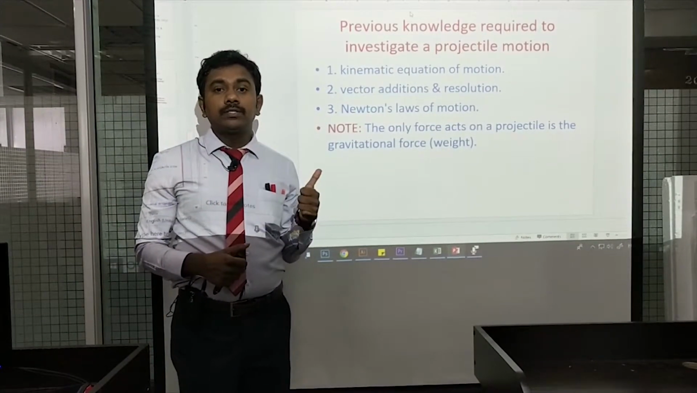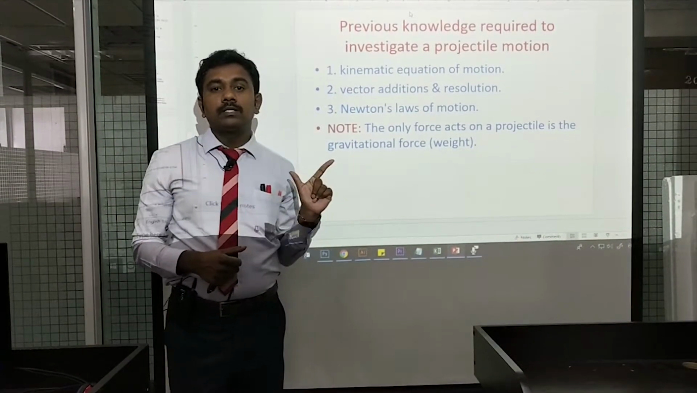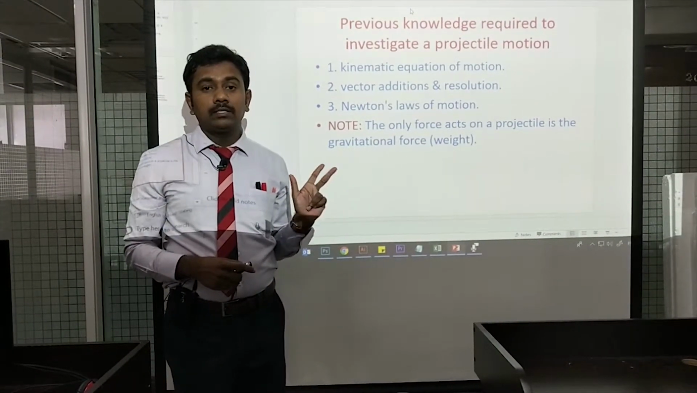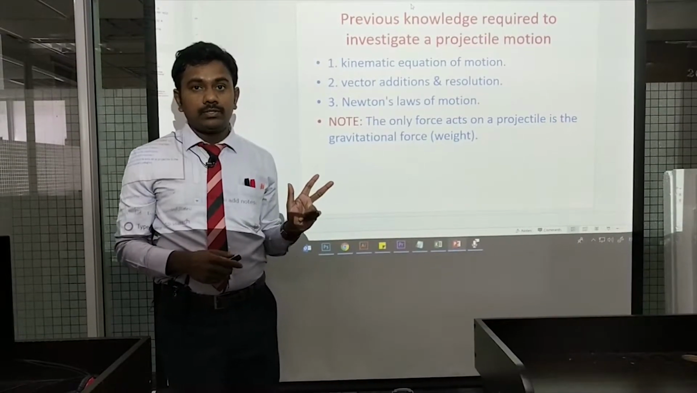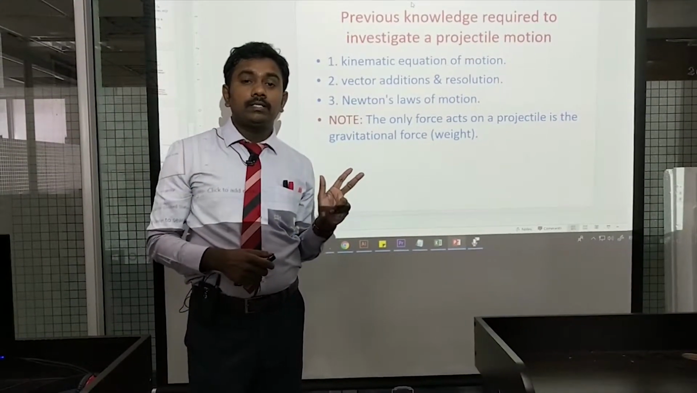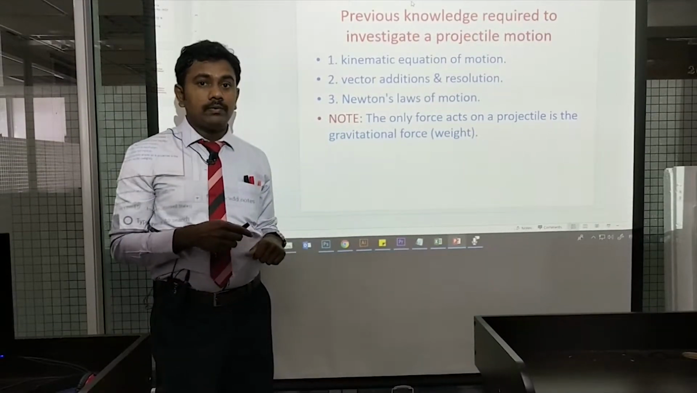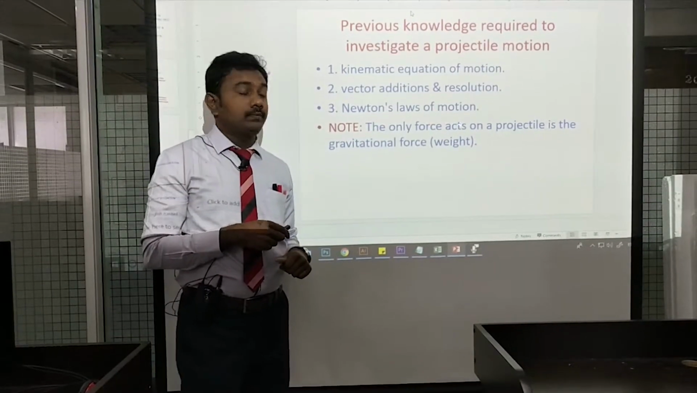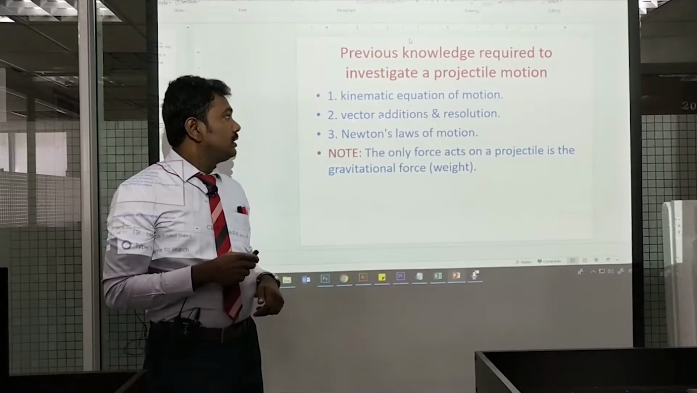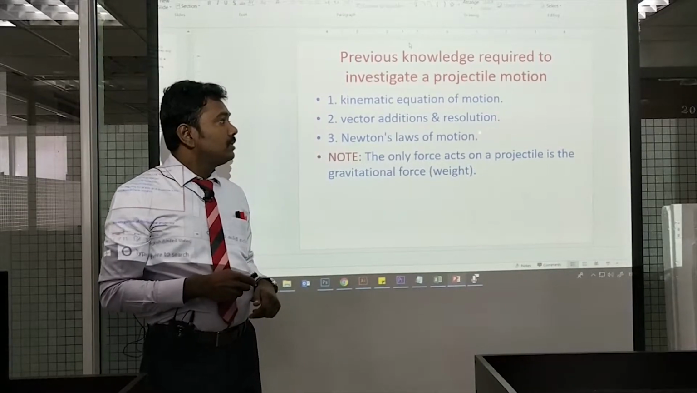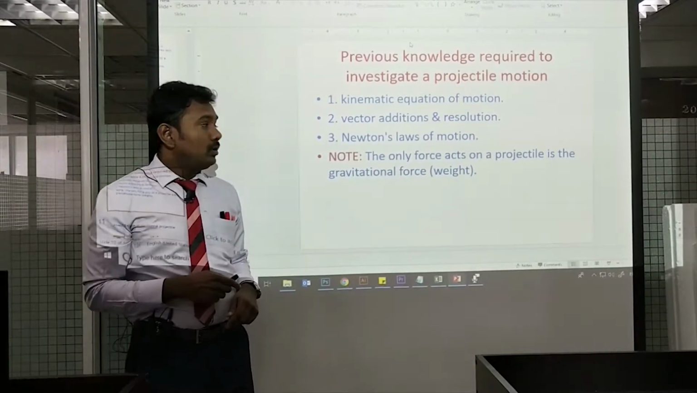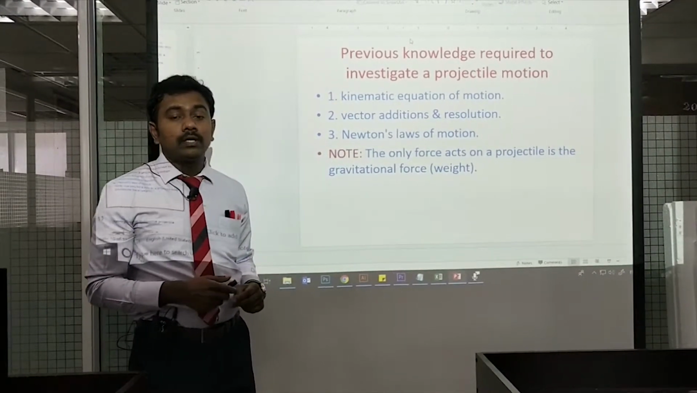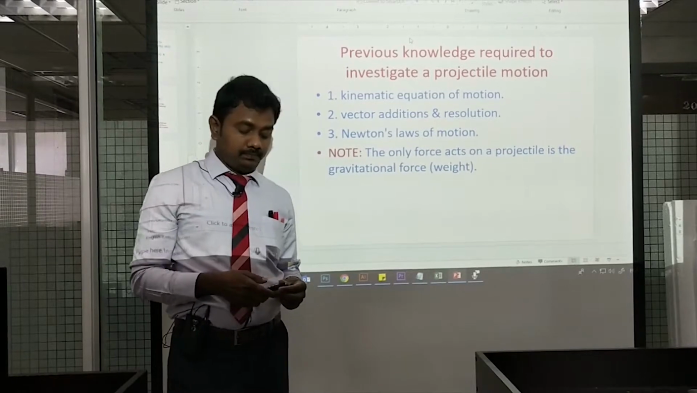The first one is v equals u plus at, the second one is v squared equals u squared plus 2as, and the third one is displacement s equals ut plus half at squared. I will write these three equations on the board later; we have to use them to investigate the motion. We should also recollect vector addition and resolution, and often Newton's laws of motion, so that we can easily investigate the motion.